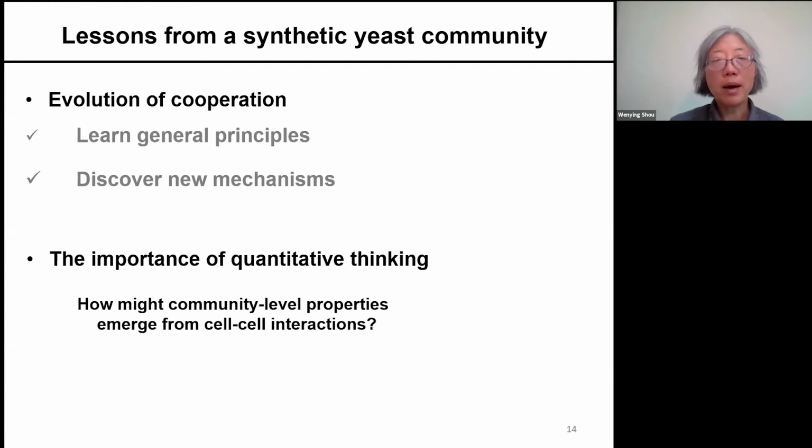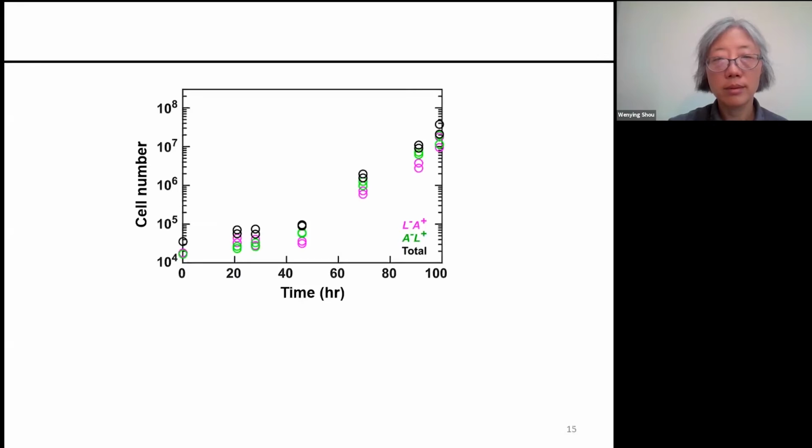An outstanding question in biology is, how might community-level properties emerge from cell-cell interactions? So let's look at Cosmo. I'm plotting cell number against time. The red and green indicate the dynamics of the two cooperators, and the black is the dynamics of the total population. Initially there's a lag phase, and then both strains and the total community grow exponentially. We call the slope the steady state growth rate of the community.